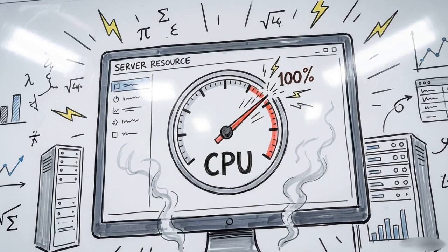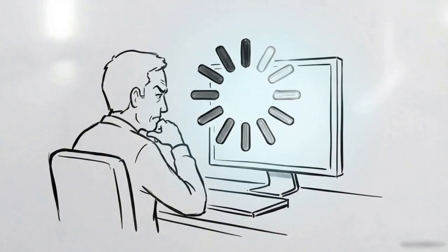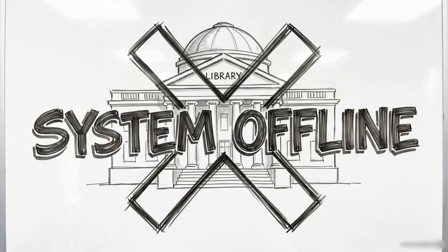The asymmetric math required for these handshakes quickly exhausts the server's CPU cycles. While the server's processor is maxed out dealing with automated requests, legitimate human patrons are left staring at loading spinners. The library suffers severe latency and an effective denial of service.